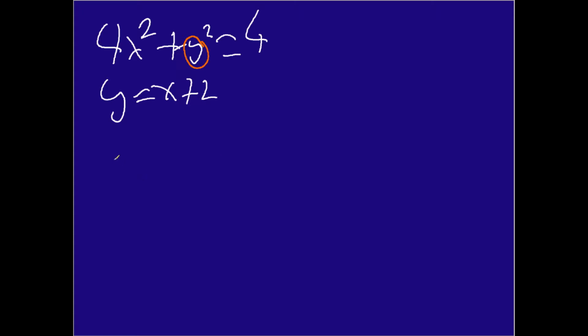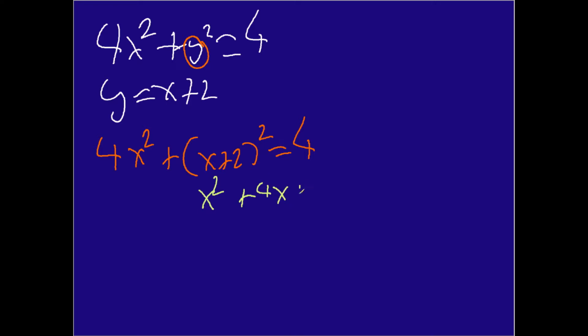So following that thought, I would have 4x squared plus (x plus 2) squared equals 4. Now, what do I do next? Well, I have to deal with this square right here. I just know from experience, because I don't want to show every step, that when you square x plus 2, you get x squared plus 4x plus 4. And then bring this down with the 4x squared, and you get x squared plus 4x plus 4 equals 4.